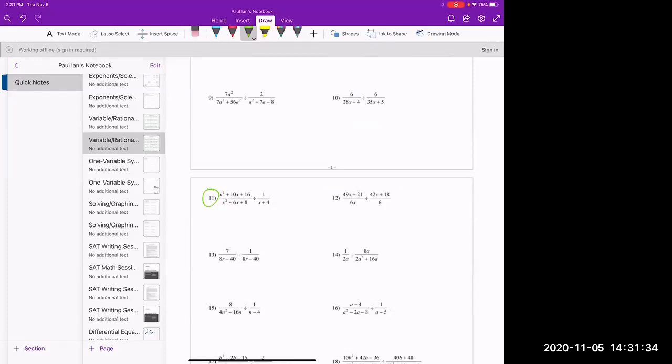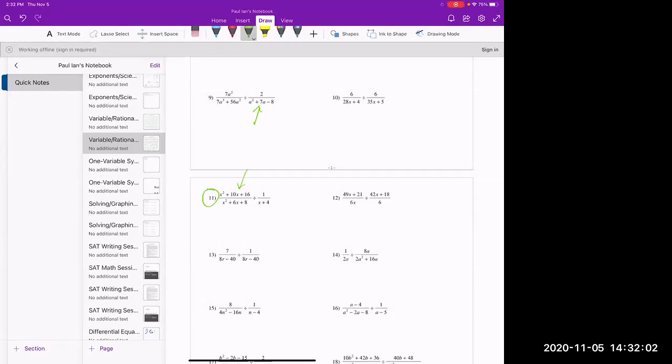So what do you do first? Turn it into multiplying, and flip the second fraction. Before we even do that one, I'm looking at this first term. It looks like we can do what we did here. Let's try to split this x squared plus 10x plus 16 and then x squared plus 6x plus 8.